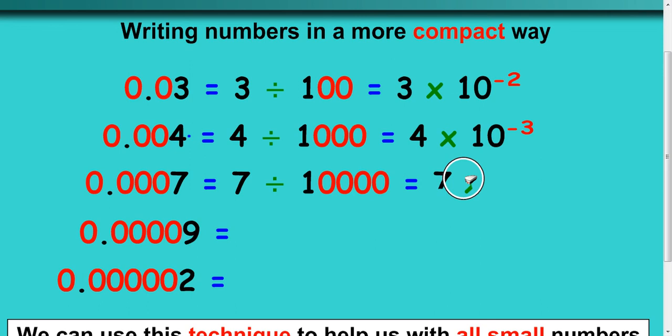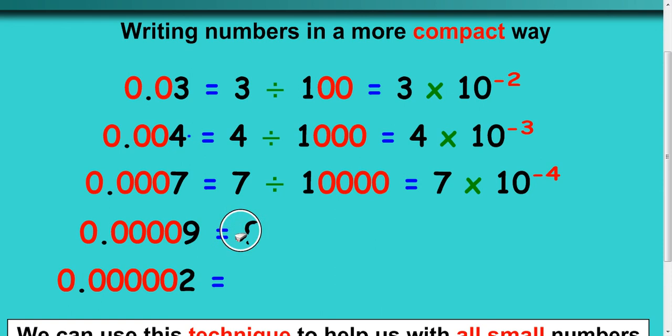It's the same as writing 7 times 10 to the negative 4, because there's 4 zeros on there. So you can see the same things happening here. We're using a digit between 1 and 10, we're using a times and a 10 to the power of, but this time we've got a negative value, because the decimal point's really moving in the opposite direction because we're dividing.